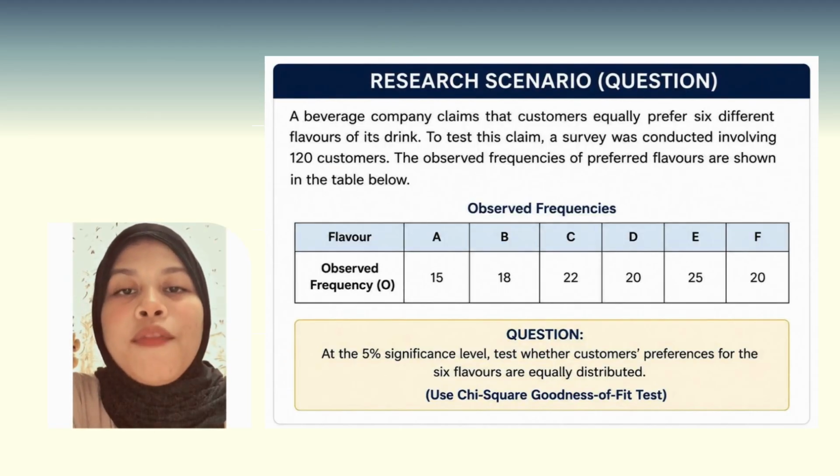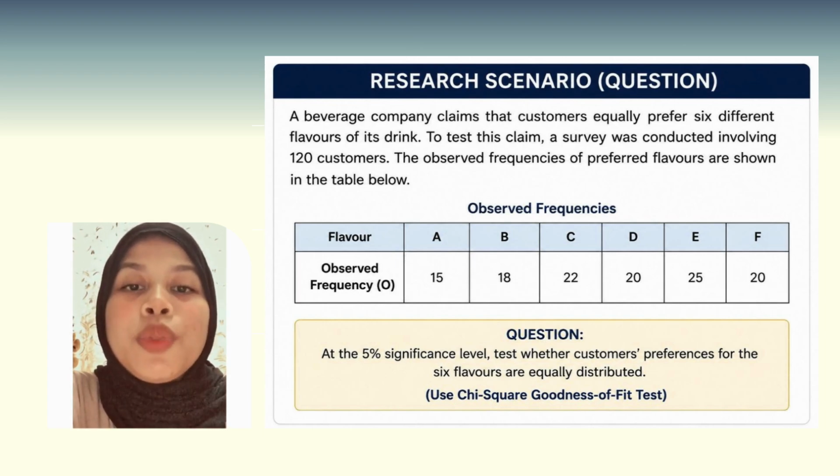Good day everyone. For my part, I will explain the methodology and conclusion of the chi-square goodness of fit test. For the research scenario, a beverage company claims that customers equally prefer 6 different flavors of its beverage. To test this claim, a survey involving 120 customers was conducted. The observed frequencies for each flavor are shown in the table.